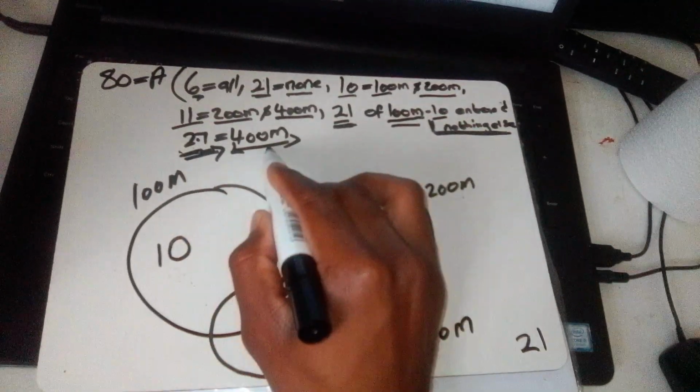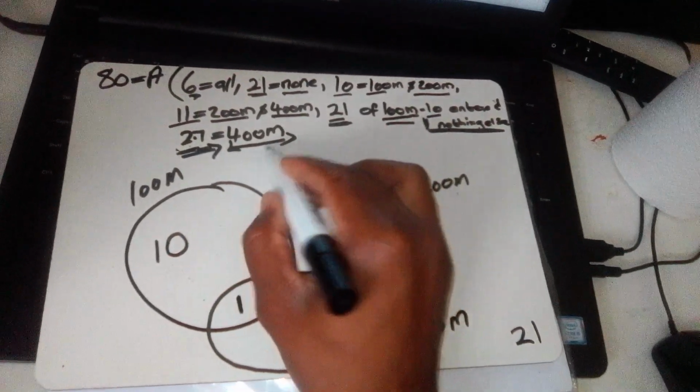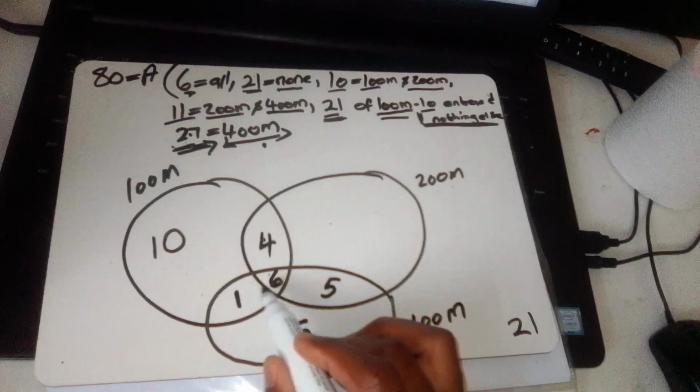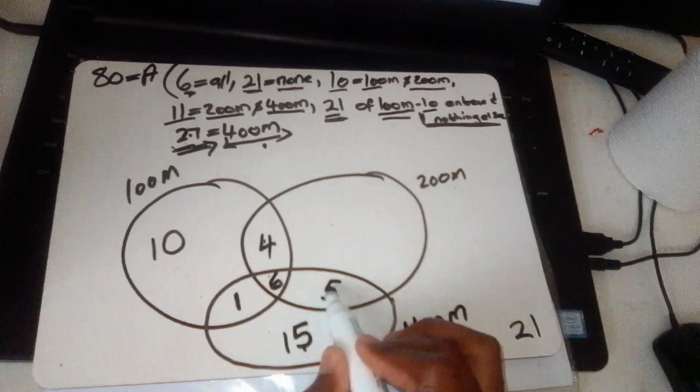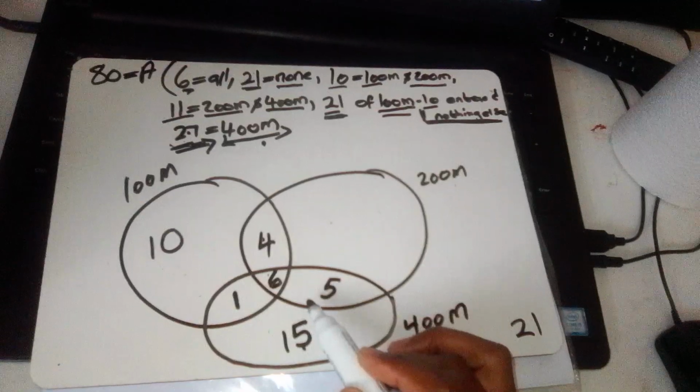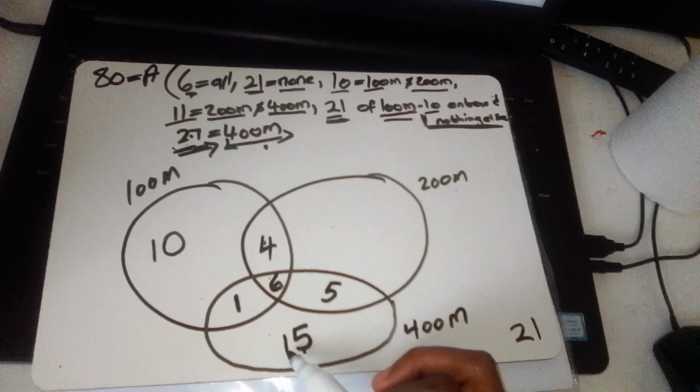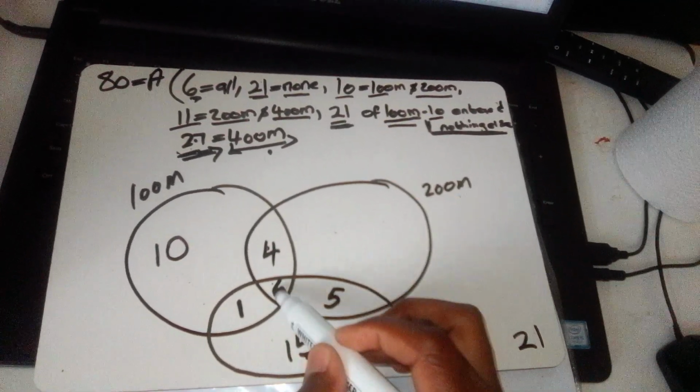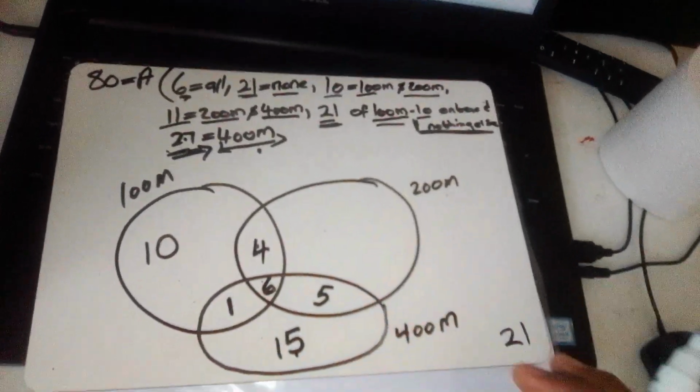So 27 entered 400 meters, the event of 400 meters. So we have 6, 5, 1. It's going to give us 12. 27 minus 12 gives us 15. 20, 26, 27. So yeah, this is correct.